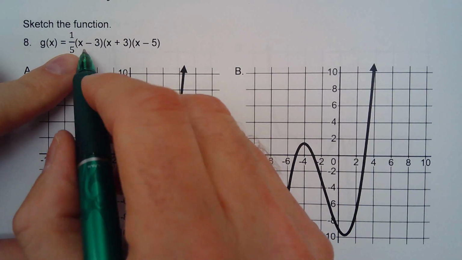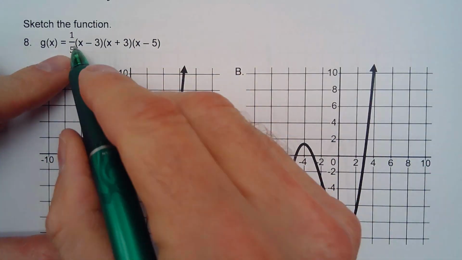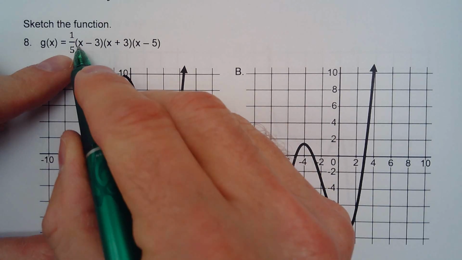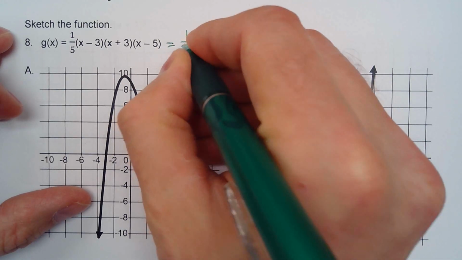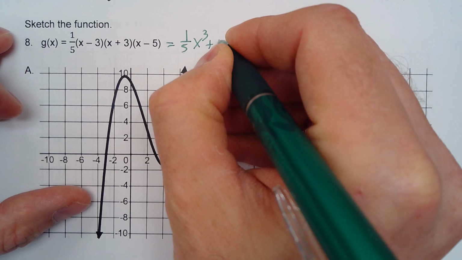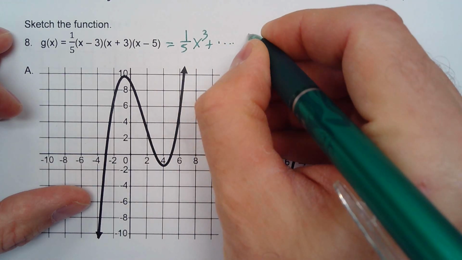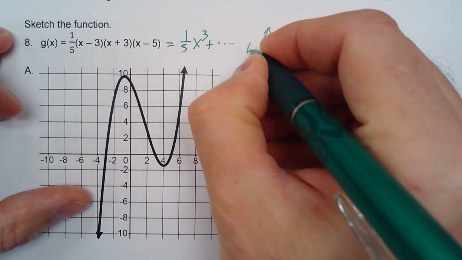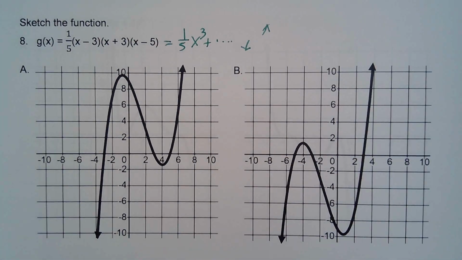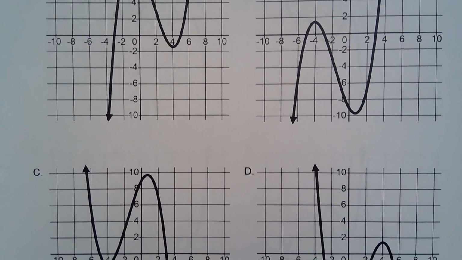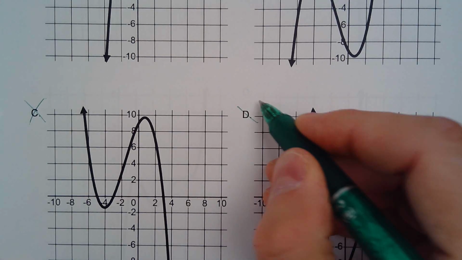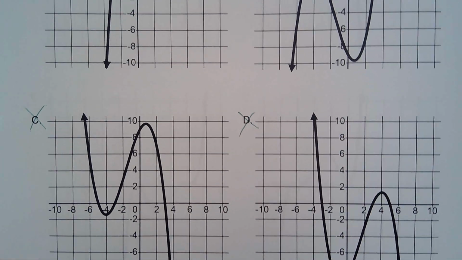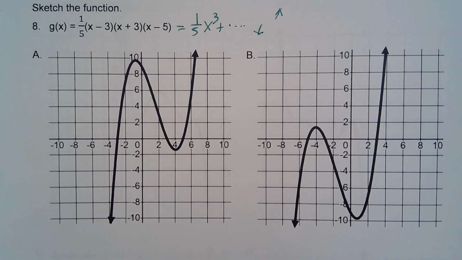So first of all, cube x times x times x is going to give me an x cubed. So my leading term would be 1/5 x cubed. So it means my ends are going to look like this. So we can immediately eliminate C and D. Those are gone. All right, let's go ahead and take a look at some other properties.